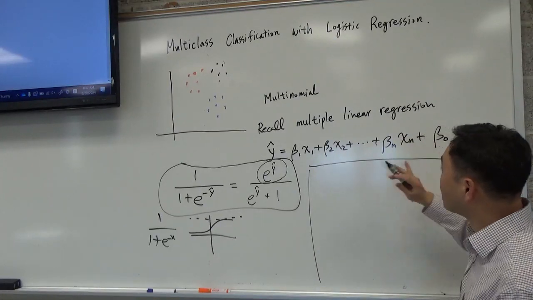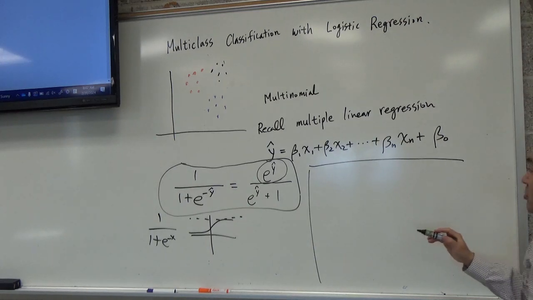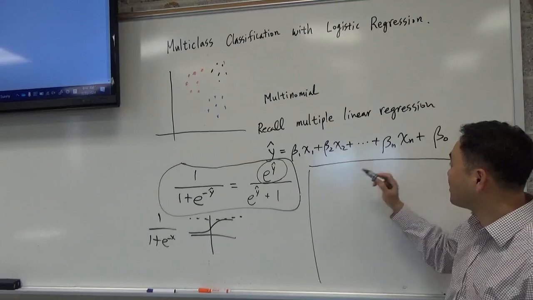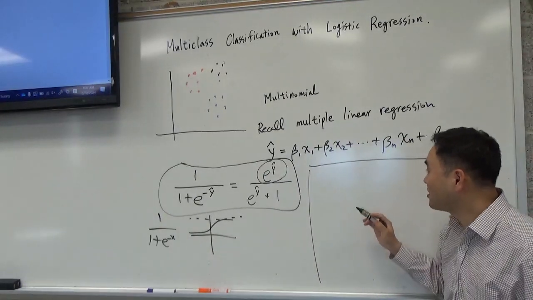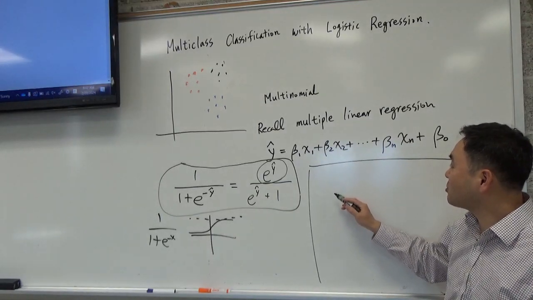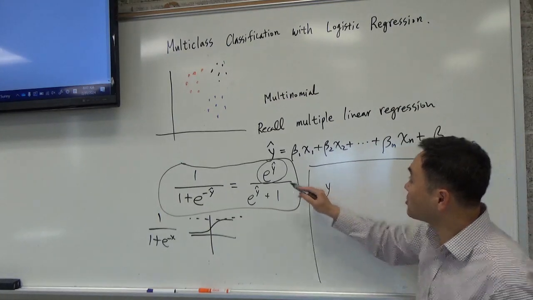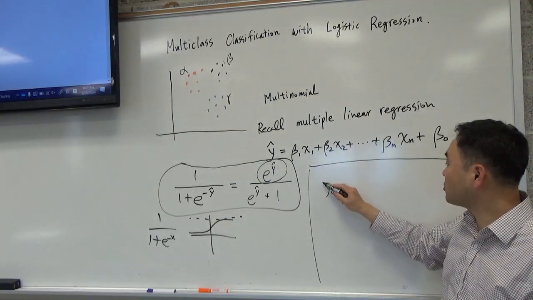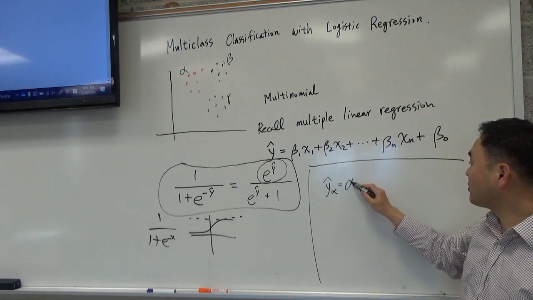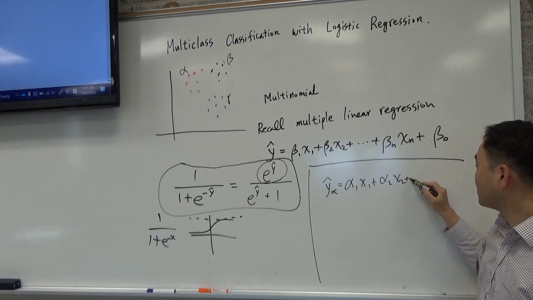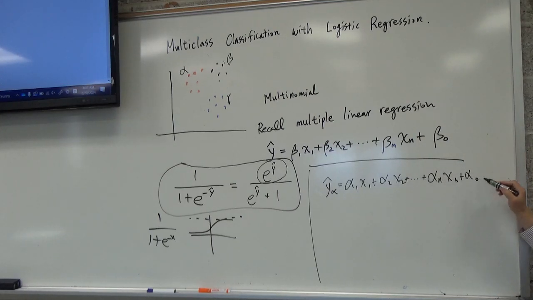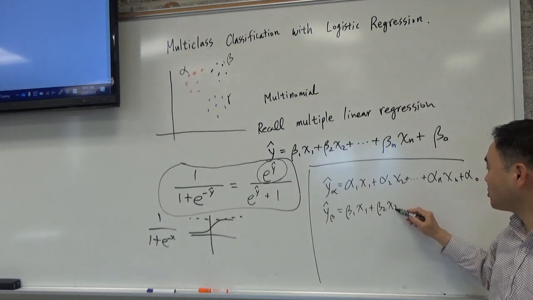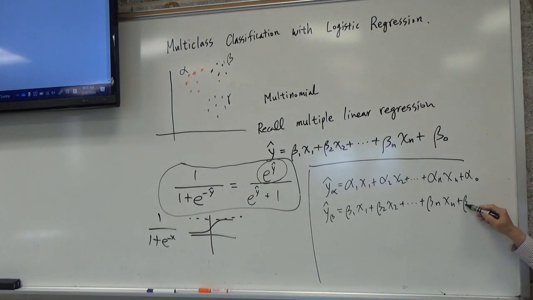And now here's the setting for actual multinomial logistic regression. I'll use alpha, beta, and gamma, because I could also use multi-indices, but that's really confusing. So I'm going to produce predictions for groups alpha, beta, and gamma. The prediction for the first group is y hat alpha equals alpha 1 x1 plus alpha 2 x2 up to alpha n xn plus alpha 0, and y hat beta is beta 1 x1 plus beta 2 x2 up to beta n xn plus beta 0.